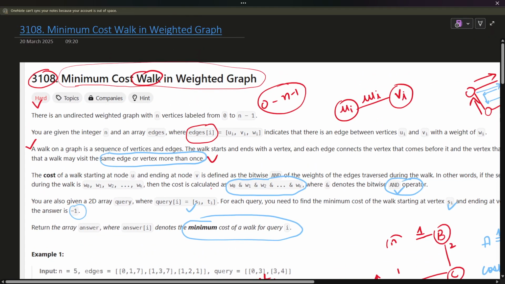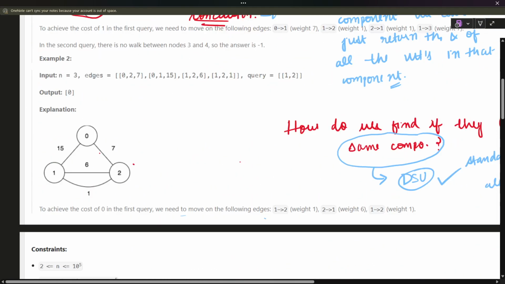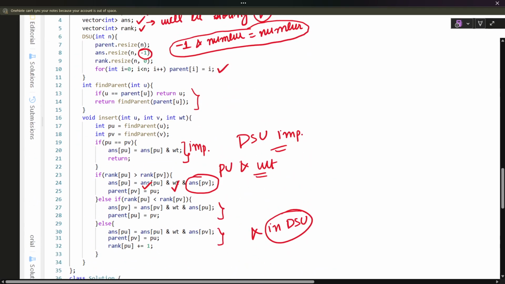See, DSU is an important topic. I must say that you should be trying this. DSU is very important.